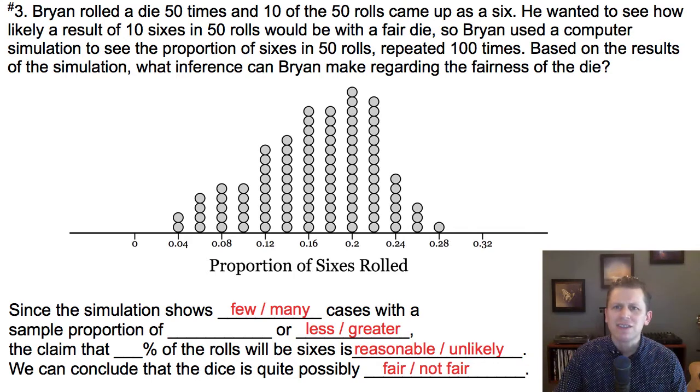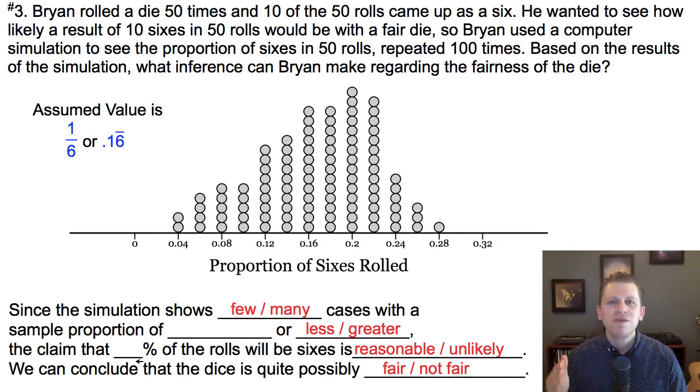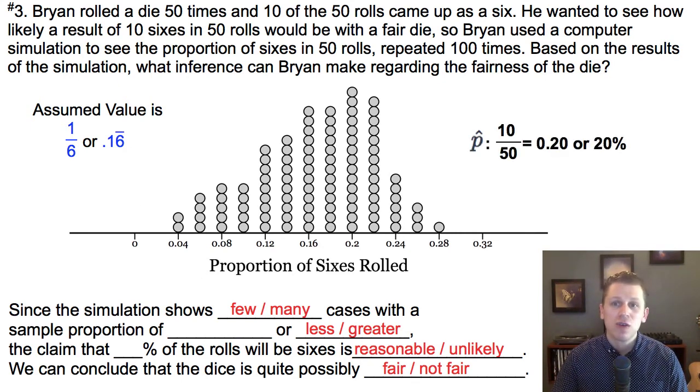One thing I like to do is see what happened in our sample. Well, we saw that we got a 6 10 out of 50 times, or 20% of the time. This is pretty high. The assumed value here is that a 6 should show up 1/6 of the time because there's 6 sides on a die, or 0.16 repeating. But that's not what happened in our trial. When we did this, 10 out of 50 times, or 20% of the time, the die showed up as a 6.